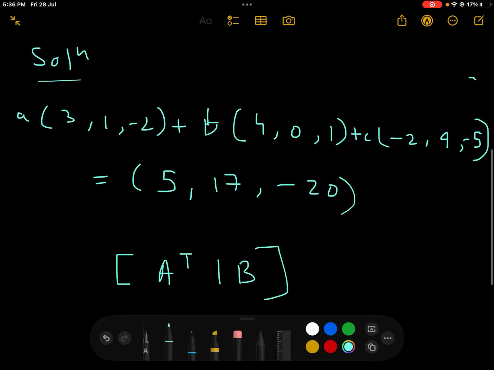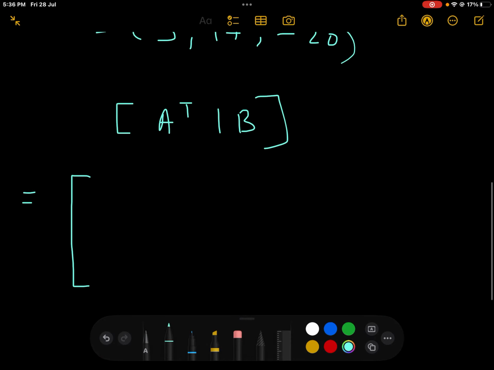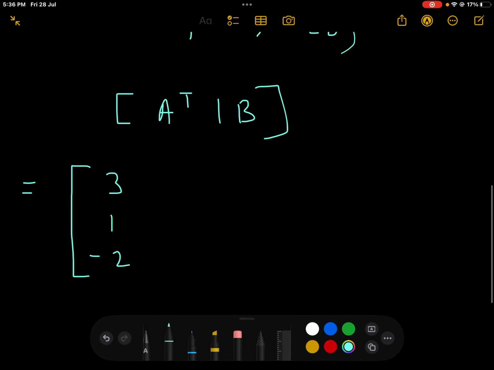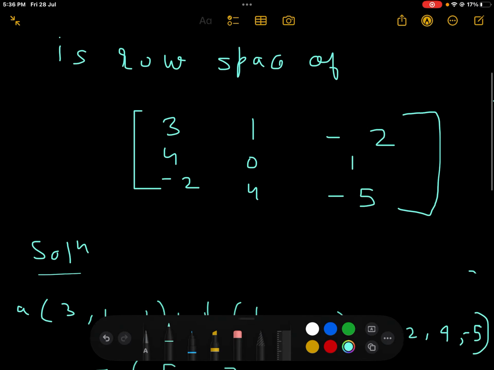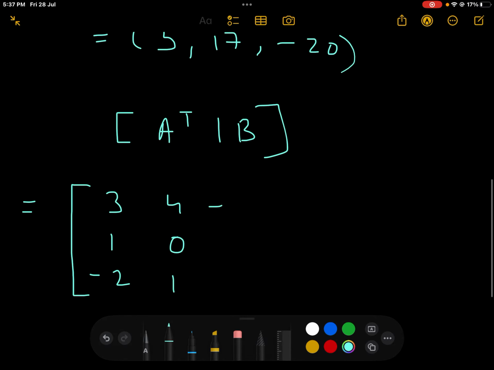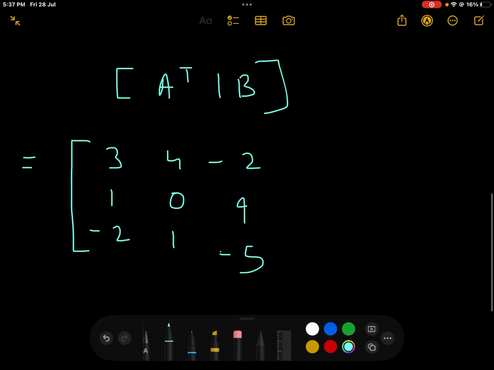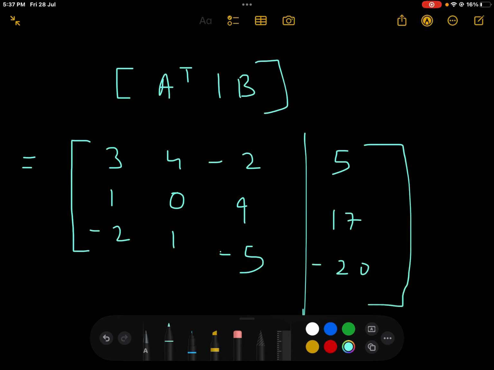So now let us solve for the solution. So this will be equal to the transpose of the given matrix, which is 3 1 minus 2, 4 0 1, minus 2 4 minus 5, augmented with the given vector 5 17 minus 20. Just give me a minute, guys.